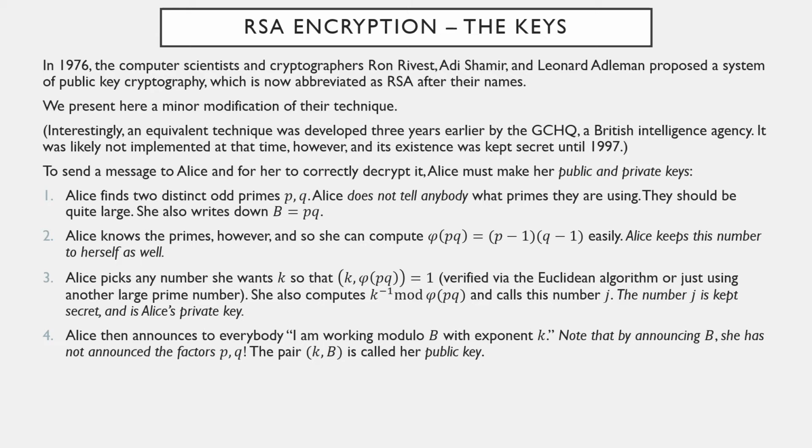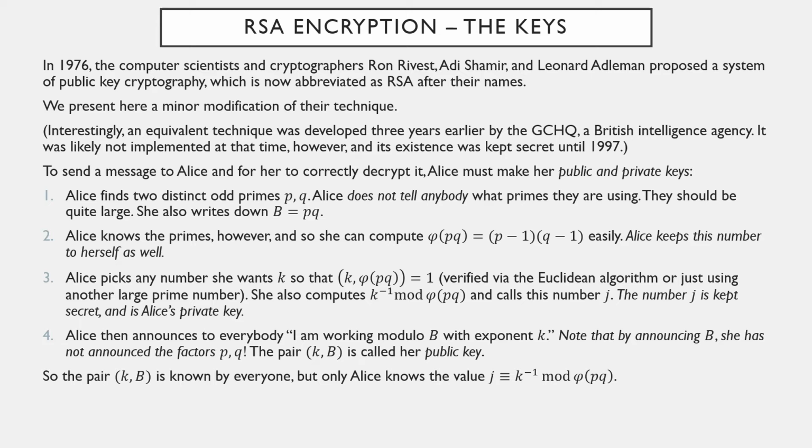So for example, if the two prime numbers were 5 and 11, she would just say, I'm working modulo 55. She knows it was 5 times 11, but everyone else might not know that. And again, factoring large numbers is very difficult. Multiplying large numbers is easy. So she easily multiplies her two prime numbers and gets another enormous number. But when she announces this out loud, it's very difficult for anyone else to know which prime numbers were used to create it. So this pair, the exponent comma the base, is called her public key. That pair is known by everyone.